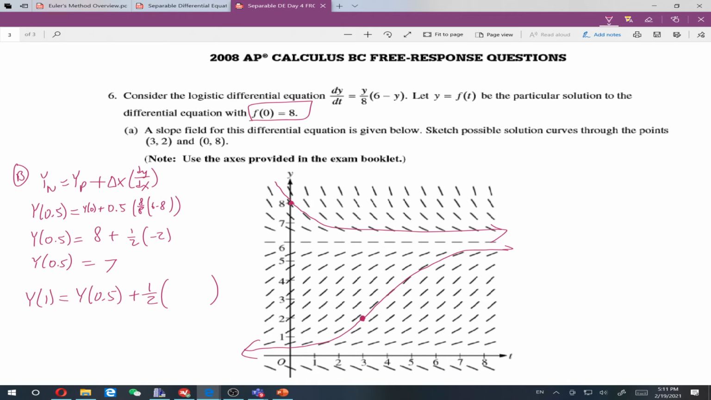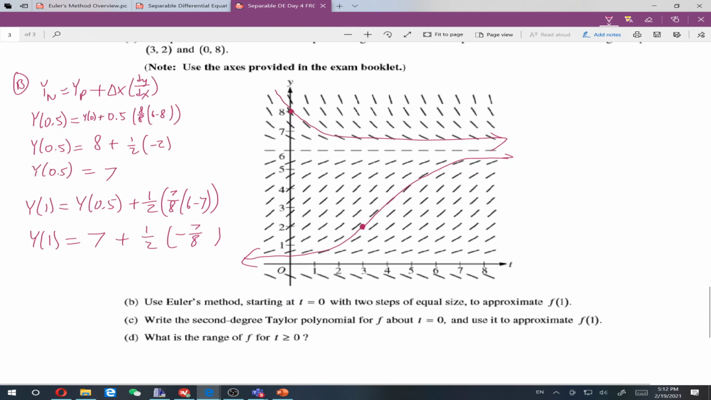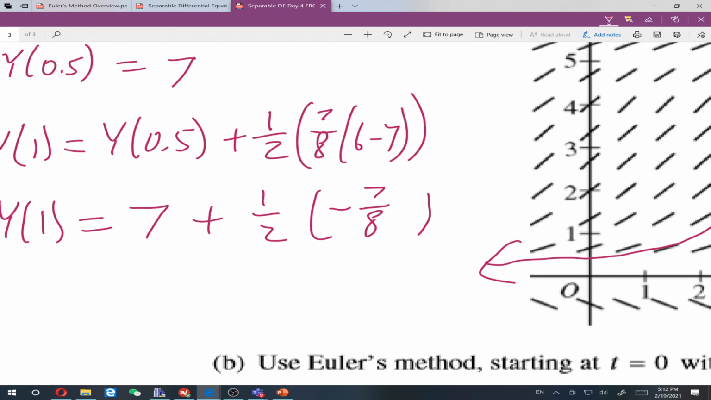So we're in this case 7. So 7 over 8 times 6 minus 7. Awesome. Okay, so I'm going to substitute 7 again. So this is going to be 1/2 times, what is 7 over 8 times 6 minus 7? 6 minus 7 is equal to negative 1. Negative 7 over 8. Okay, so I've got negative 7 over 8 times 1/2 is negative 7/16.